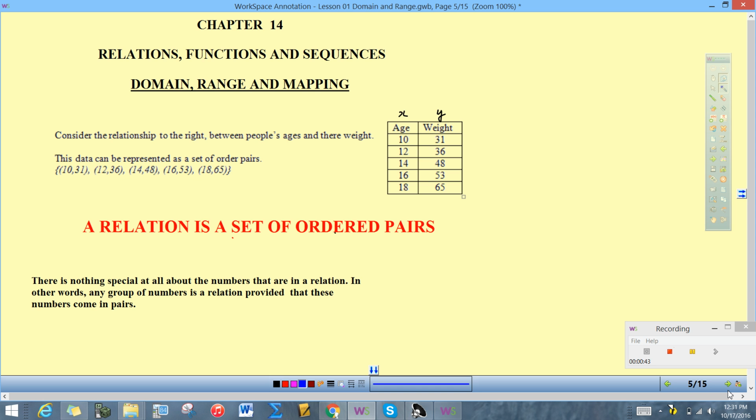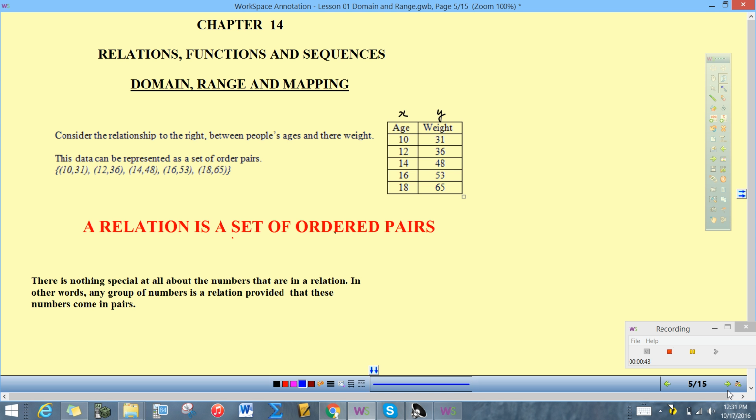So what we are doing is representing the data as a set of ordered pairs, where my values of the x are 10, 12, 14, 16, and 18, and our values of the y are 31, 36, 48, 53, and 65. Now, a relation is really a set of ordered pairs. So if I had to define what a relation was, a relation is really any set of ordered pairs.